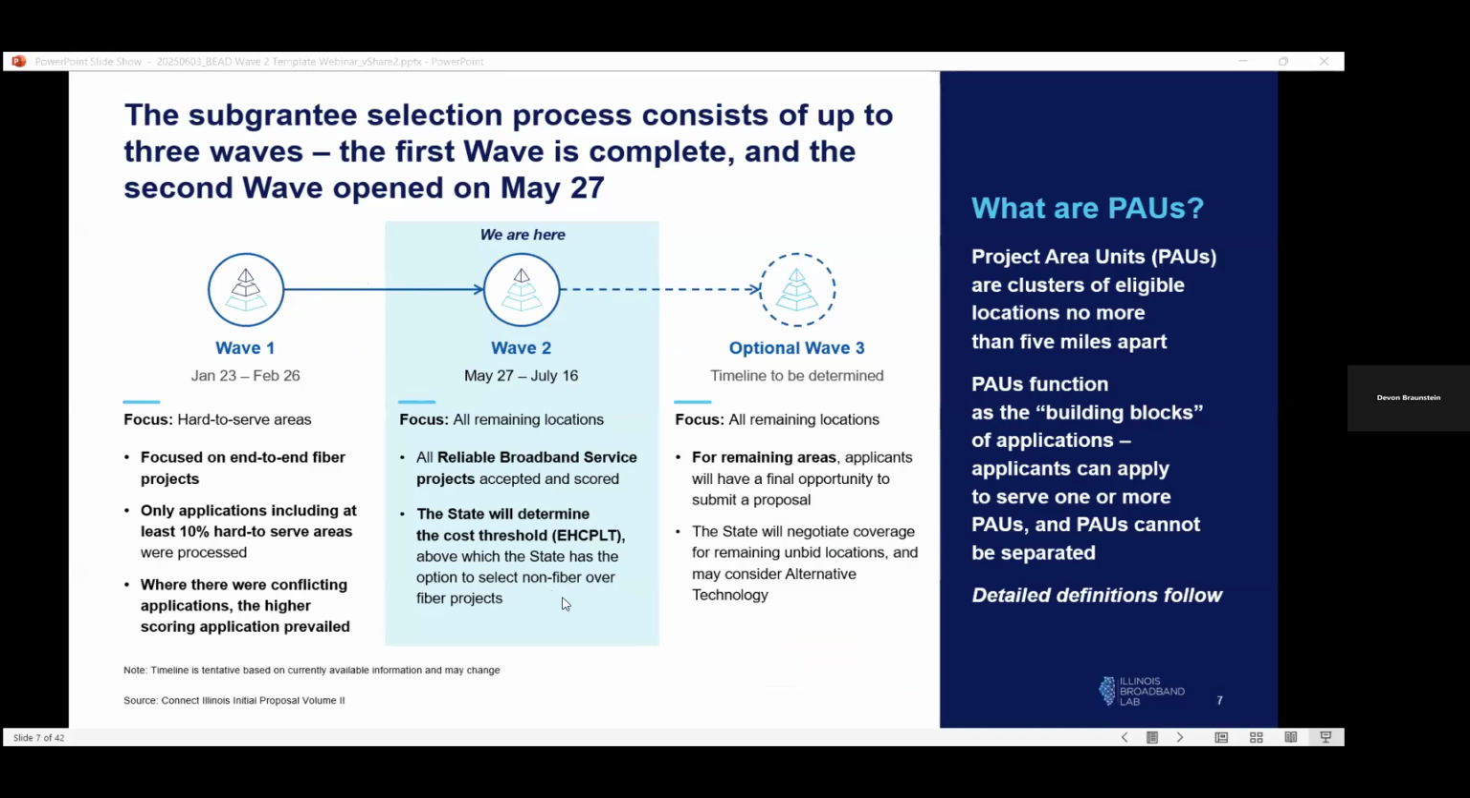We are in wave two now. In wave two, we will also establish our extremely high cost per location thresholds, which is the threshold above which the state has the option to select non-fiber projects over fiber projects. But any fiber projects will have the opportunity to come into compliance with that threshold before we put it out on the open market. Another recap item: PAUs are project area units. These are the building blocks of our application, the smallest unit that you can apply for.